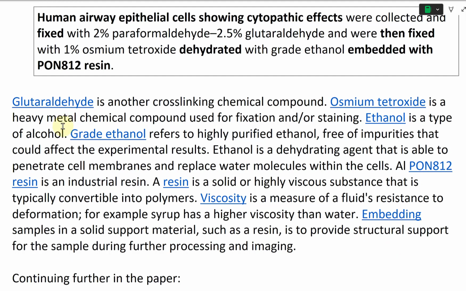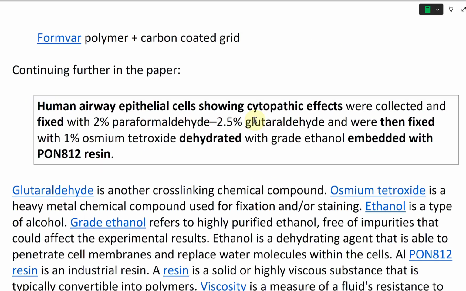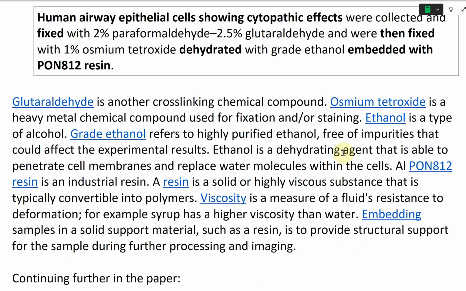So glutaraldehyde is another cross-linking chemical compound, and osmium tetroxide is a heavy metal chemical compound used for fixation and or staining. And ethanol is a type of alcohol. And grade ethanol refers to a highly purified ethanol free of impurities that could affect the experimental results. And ethanol is a dehydrating agent that is able to penetrate cell membranes and replace water molecules within the cells with itself and so on.